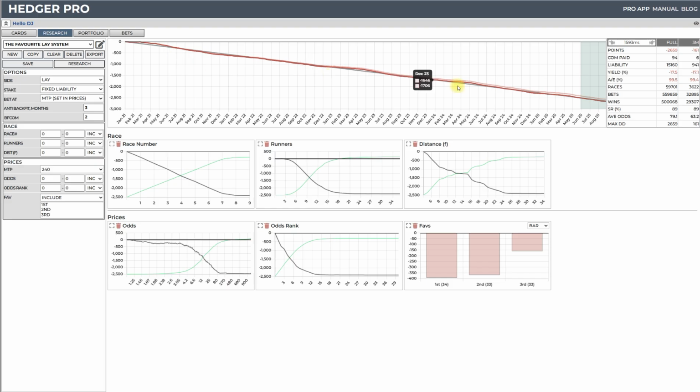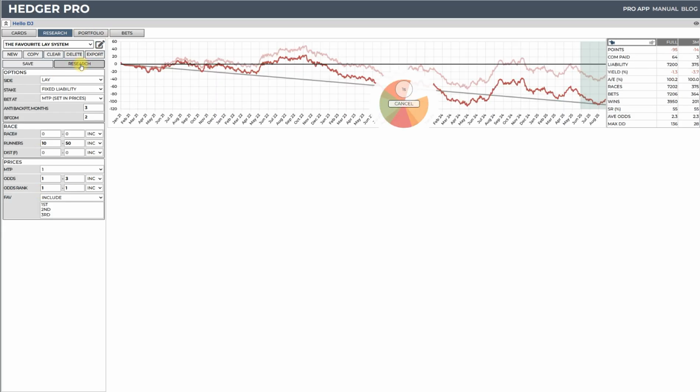Obviously it's just going to be a line going straight to hell because we haven't put any filters in. Okay, so what this is doing at 1 minute to post is looking at odds between 1 and 3. Odds rank of 1, so it's going to be the favourite at 1 minute to post, and they're the only filters we put in. So let's see how that works.